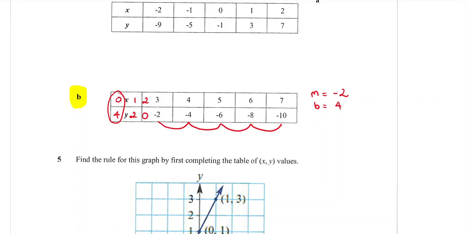This is definitely a challenging one, not the straight. Most of the ones that we did in class and the ones that I would be expecting on your exam, the 0 would be in the table and you'd just be reading it off.